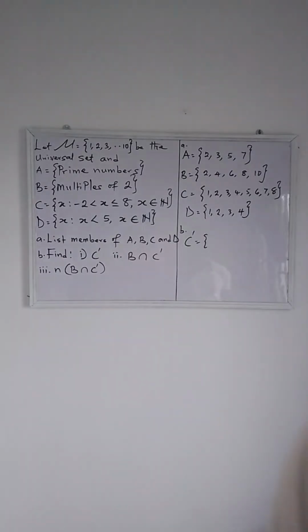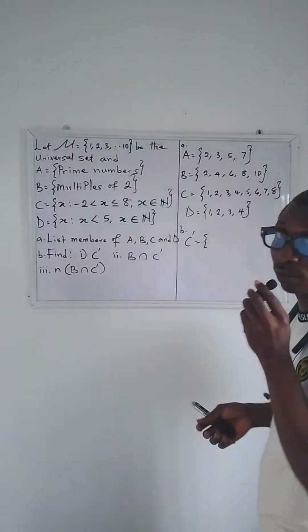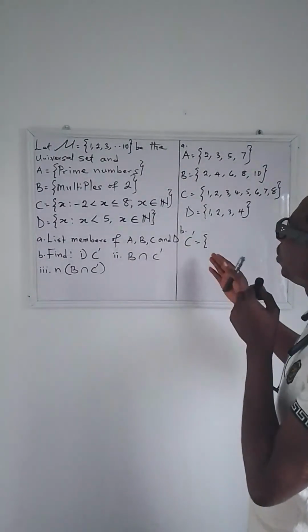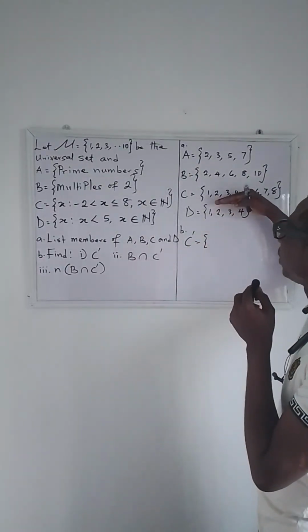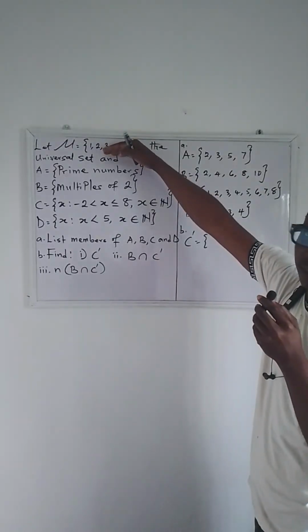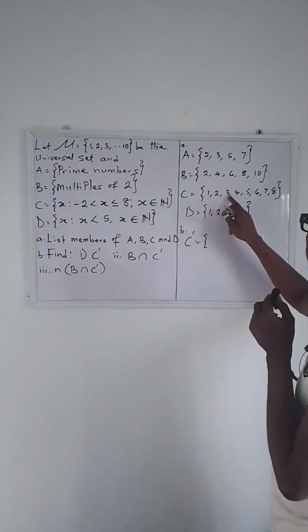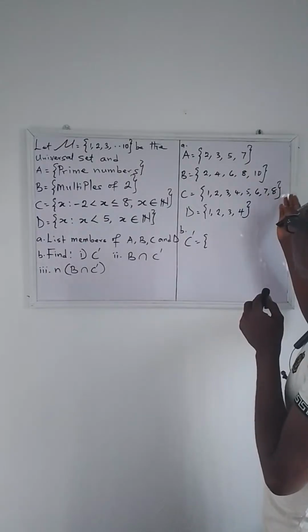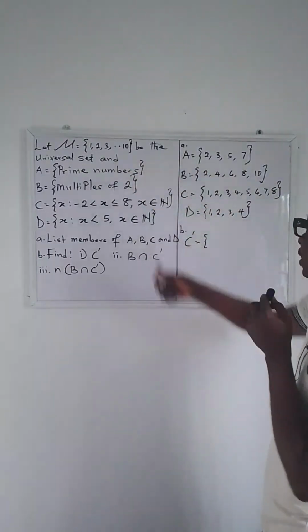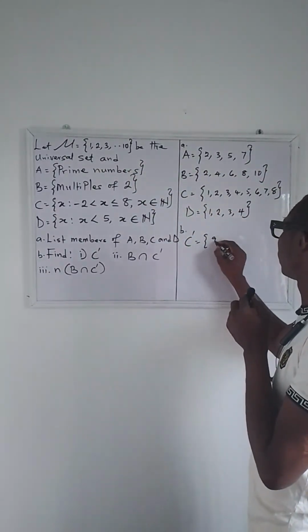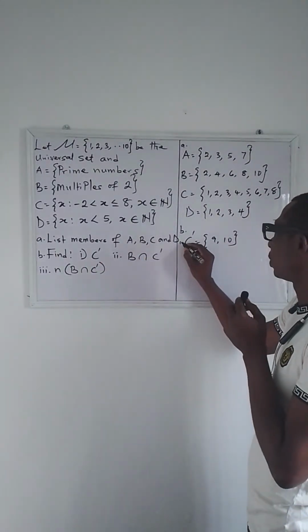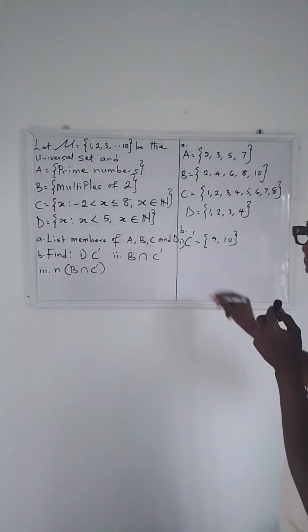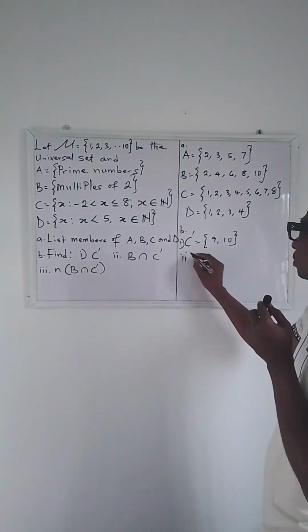All right, so now let's look at it. Let's do it together. Complement of set C are those elements that are not in C but are inside the universal set. Look at set C: we have 1, 2, 3, 4, 5, 6, 7, 8. The elements that are in the universal set but not in C are 9 and 10. So this is the answer to the first part of the question. Now let's look at the second part.